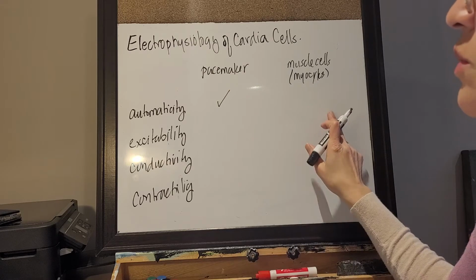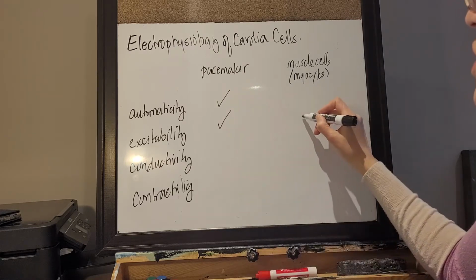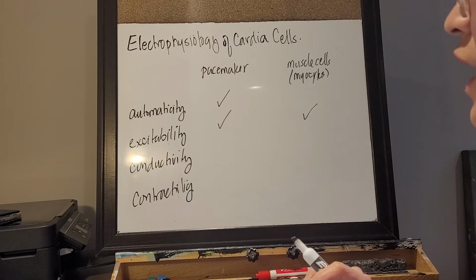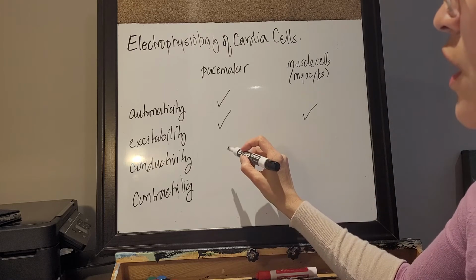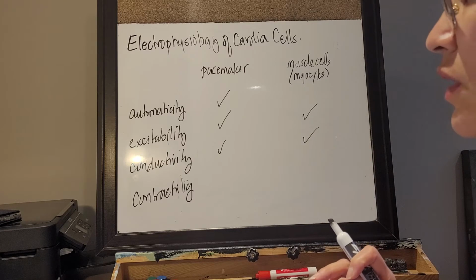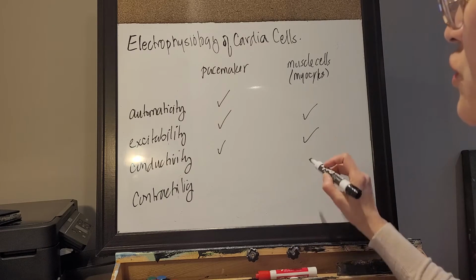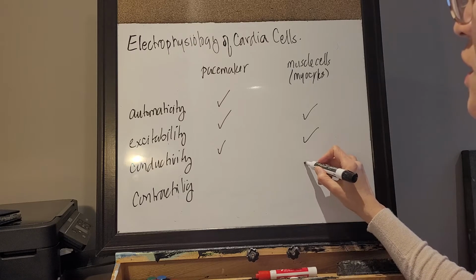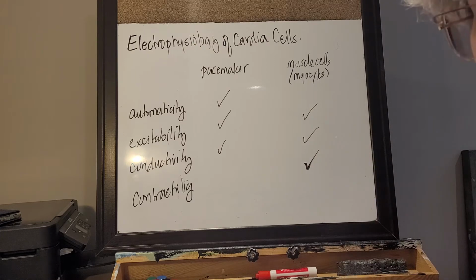So in terms of automaticity, pacemaker cells have that characteristic. In terms of excitability, both pacemaker cells and myocytes have that capability. In terms of conductivity, both pacemaker and cardiac myocytes have that ability. And in terms of contractility, cardiac myocytes have the ability to shorten and contract.